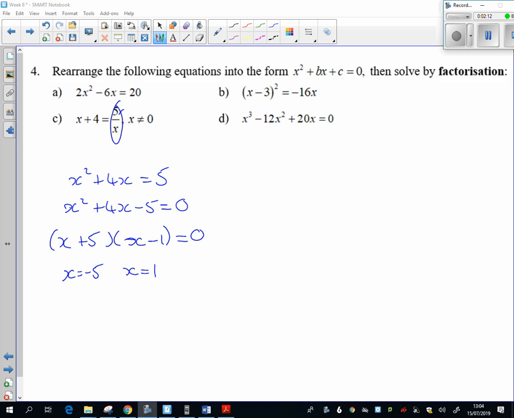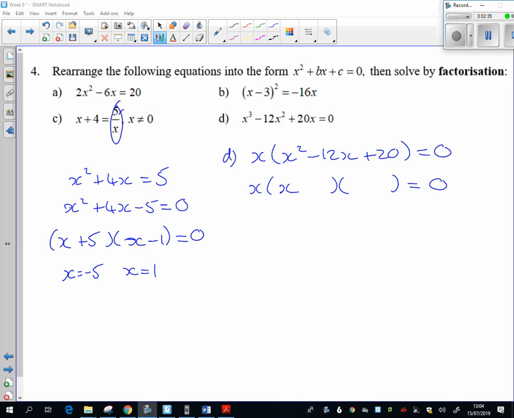And then D is a cubic, but if I take out the common factor of x, okay, I'm not going to get rid of the x because that is going to be part of my solution. So it's important that stays there. But then I just need to factorize the quadratic that's in those brackets.